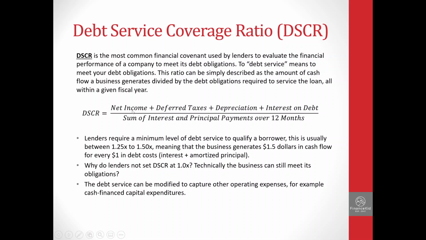Just to give you a sense of the profit in the above, the numerator here. The numerator is you start with the net income plus deferred taxes, which is essentially a non-cash expense.